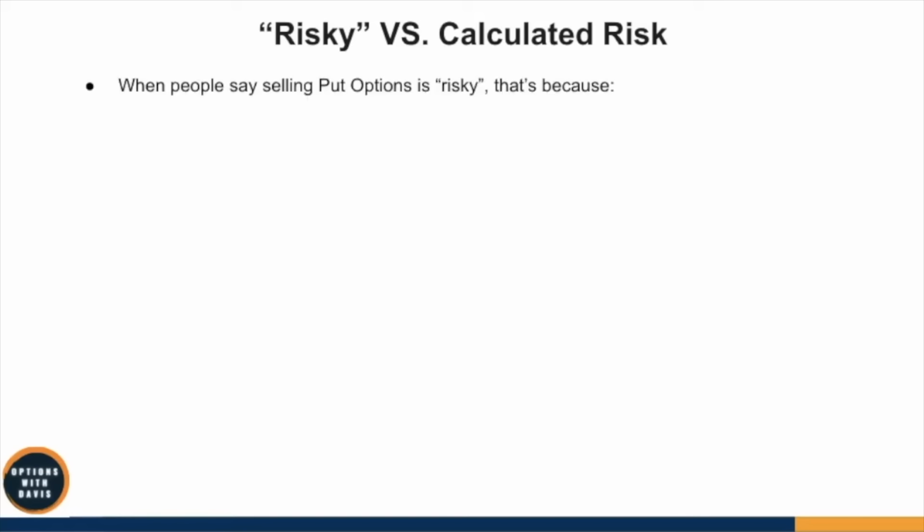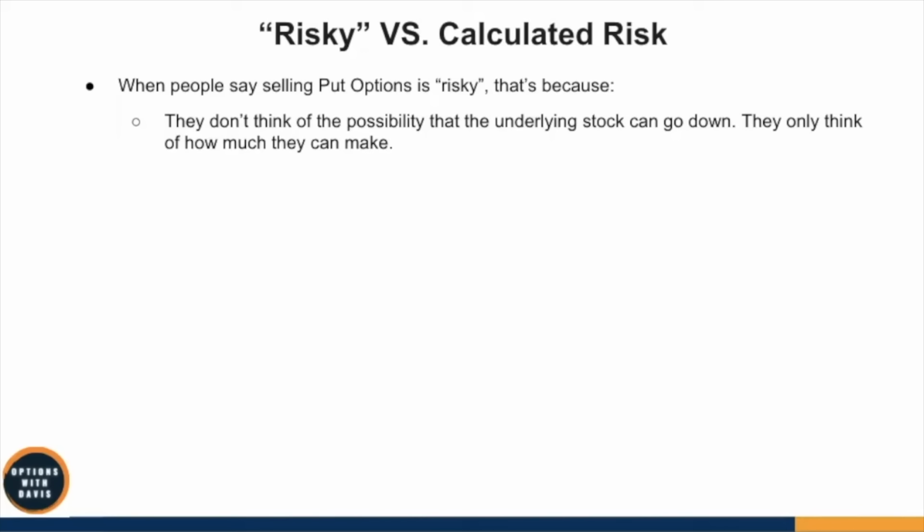risk. So when people say selling put options is risky, that's because they don't think of the possibility that the underlying stock can go down. They only think of how much they can make, and that's exactly what happened to my friend. When I asked him what happens if the market goes down, he said that he doesn't believe that BABA will ever go down because it has been oversold. So all they see is how much potential money they can make, but they totally ignore the risk on the downside. And that is why they didn't plan for the worst case scenario.